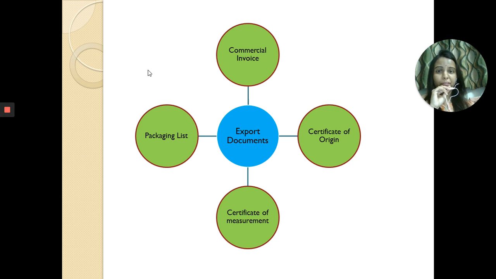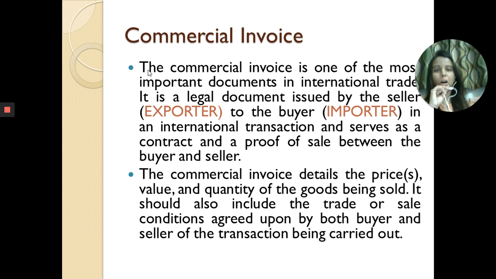For that, we have taken four major documents: commercial invoice, packaging list, certificate of origin, and certificate of measurement. Now, first of all, we will discuss the commercial invoice. This is the prima facie, or you can say the primary document to start the export. It is a kind of bill. In a domestic business, whenever a buyer buys something from a seller, he or she gets a bill. Similarly, in the case of export, we get a commercial invoice. The commercial invoice is created by an exporter and given to the importer.